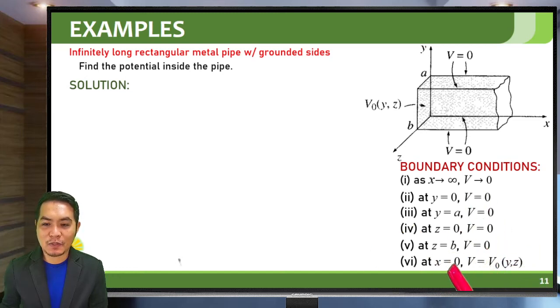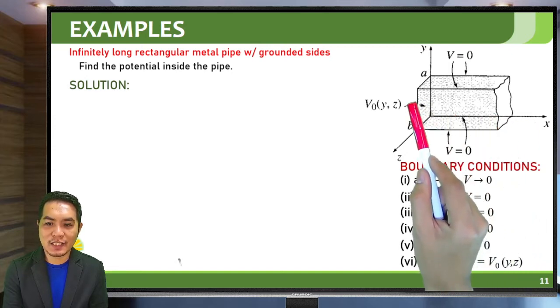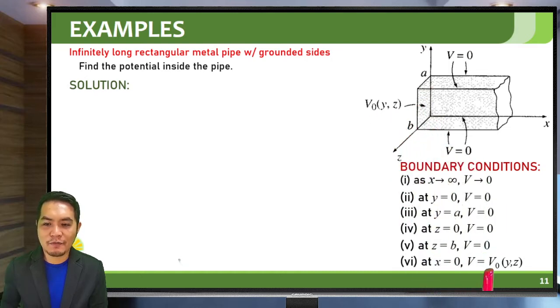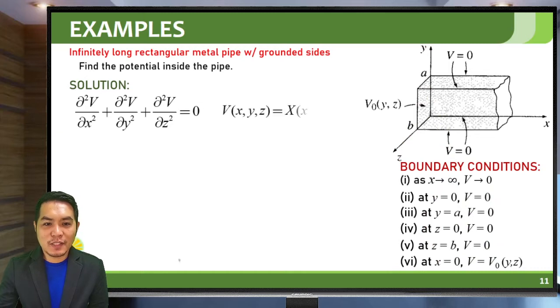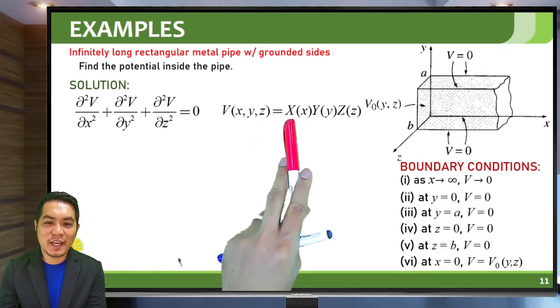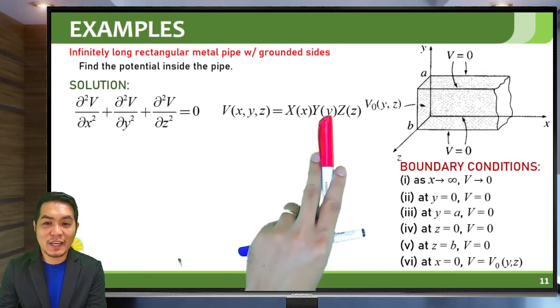And at x is equal to 0, we are pertaining to this side here. So this is the x-axis, this is the x is equal to 0 plane, the yz plane. It's actually V naught, which is a function of y and z. So this is now a 3-dimensional problem, so we need to have the 3-dimensional Laplace equation. Our potential will be a function of x, y, and then z.